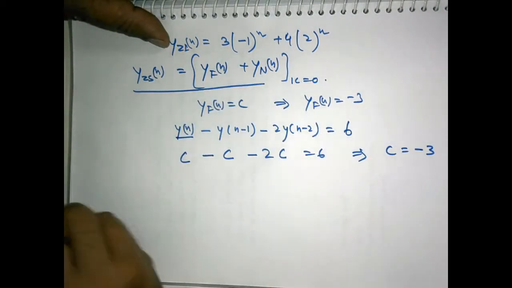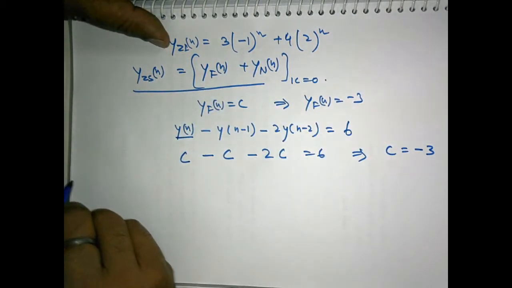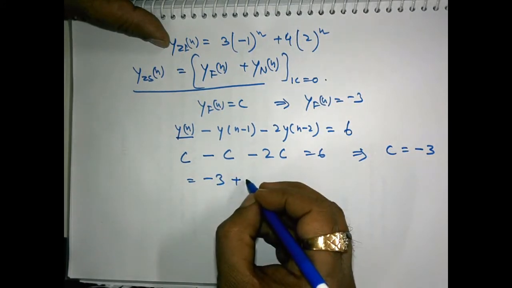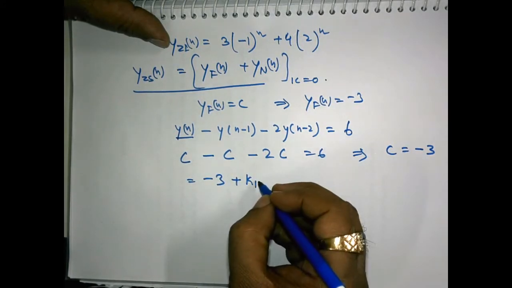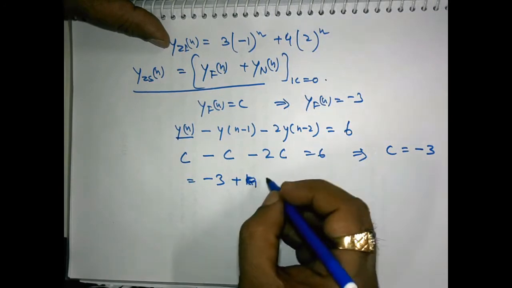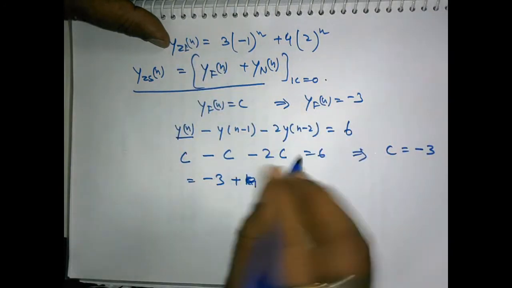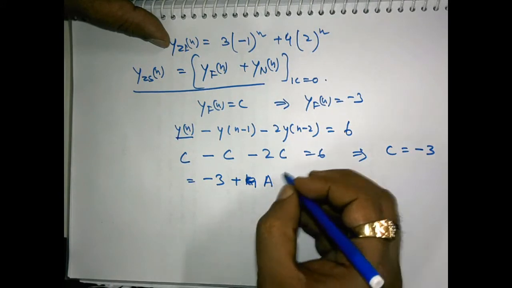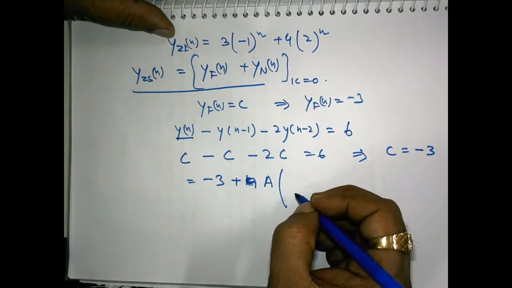So now we will substitute this value of y_fn in this equation. So this will be equal to -3 plus k1. I should write something else over here because k1 and k2 are used over there, and this constant will come out to be something different. A, and what was the root?